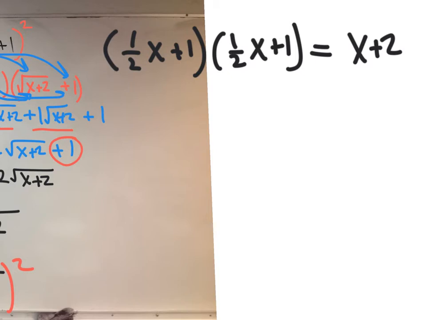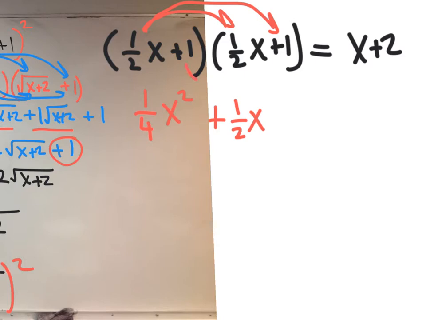And let me distribute. So 1/2 x times 1/2 x. 1/2 times 1/2 is 1/4. And x times x is x squared. And then when I go 1/2 x times 1, well, that's just going to be a plus 1/2 x. And then when I go 1 times 1/2 x, that's going to be another plus 1/2 x. And when I go 1 times 1, that's just going to be another plus 1. And of course, let's bring down the equal and also the x plus 2.